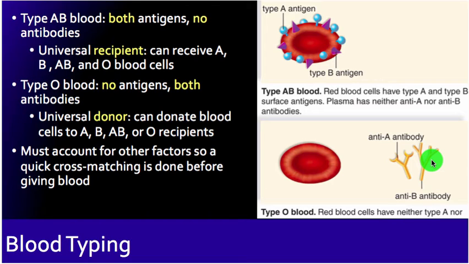Now, I do want to point out that we have to account for other factors, so people don't simply give type O blood to anybody. What you could do in an emergency is give type O negative blood, which deals with the Rh factor we'll talk about next, to somebody if you didn't have the time or the capabilities to type them. But typing someone so that you can give them type-specific blood is a relatively quick process today.